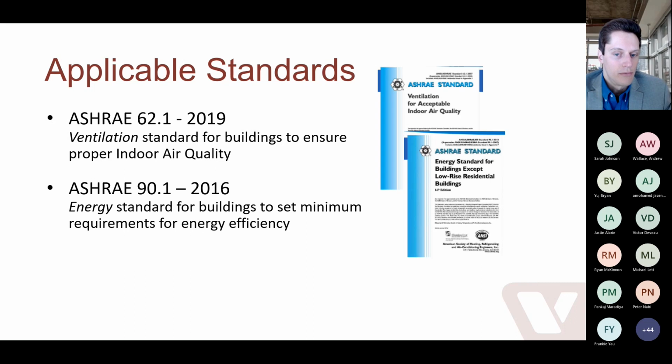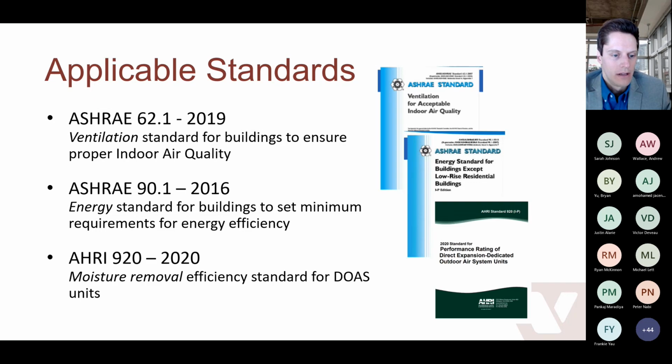The other one's ASHRAE 90.1, which is an energy standard. And again, this is also very important, as we'll talk about later. When you design a DOAS unit, you think about bringing in more outside air, you have to heat and cool and dehumidify that air, right? And that takes a lot of energy. So, think about how do we minimize that energy use? And DOAS units have certain technologies that aid in that because we have to meet certain energy efficiency requirements.